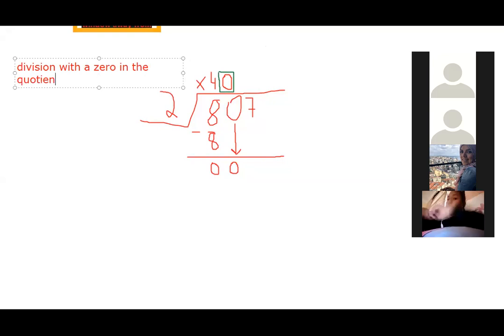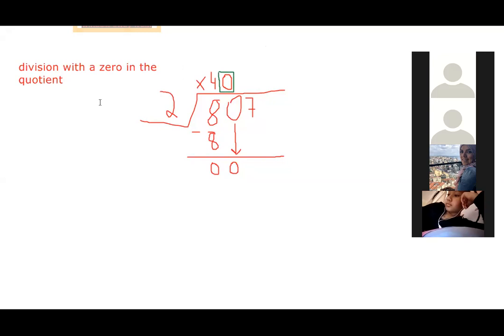Now we continue normally the steps that we learned. 2 times 0, it's 0. So I put it here and I subtract normally. Of course, 0 minus 0, it's 0. And now we bring down the 7. 7 divided by 2, it's 3, because 2 times 3 is 6. And we subtract, and that's it. Is there anything else to bring down? No. So we are done.